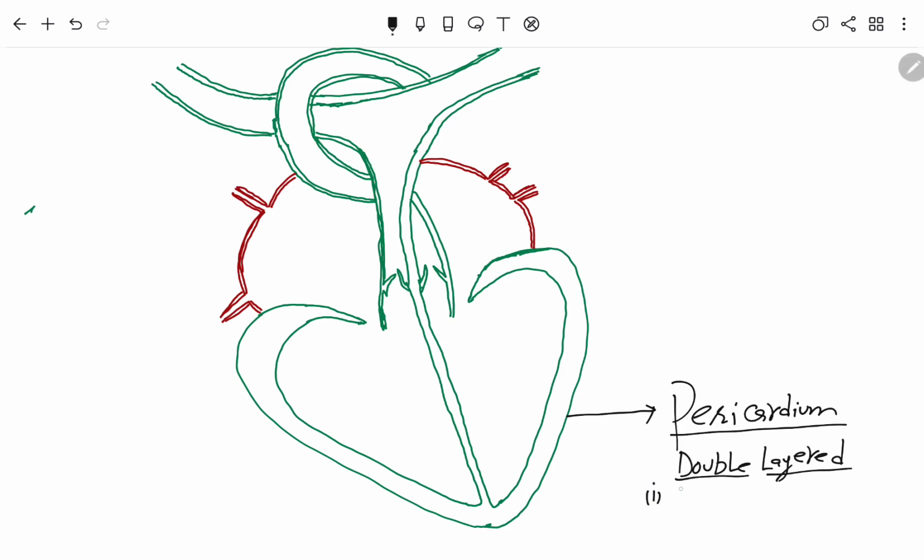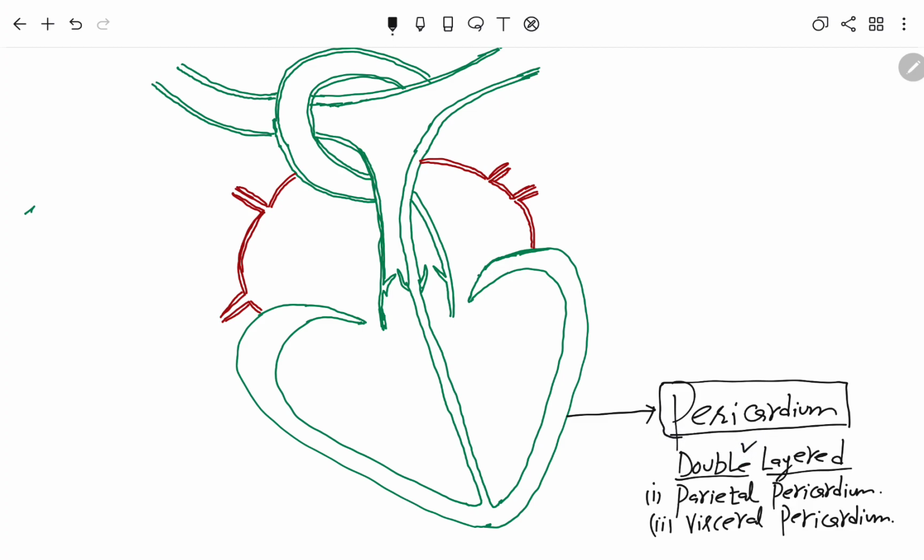write over here. Outer one is called as parietal pericardium, and inner one is called as visceral pericardium. I'm repeating once again. The protective covering of heart is called as pericardium. It is a double layered. Outer one is called parietal and inner one is called as visceral. And between these two layers there also will be fluid present, which will act as a shock absorber.